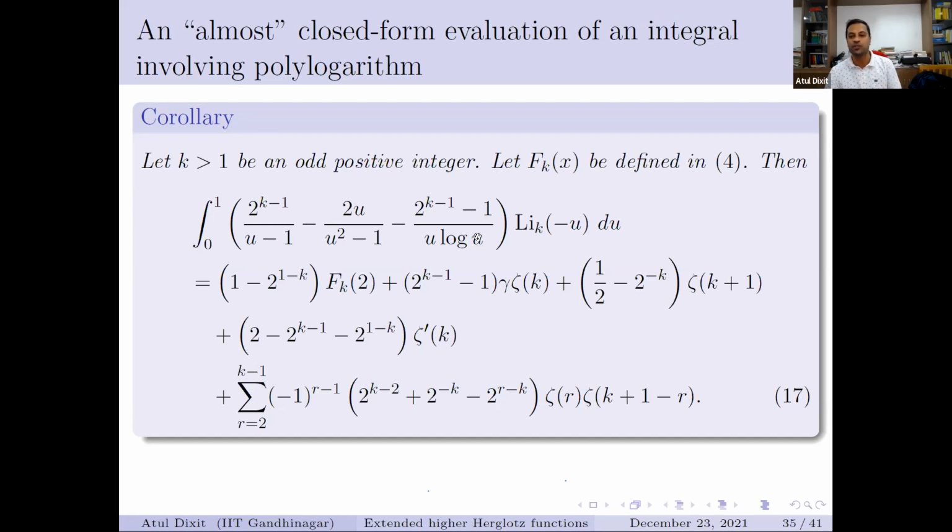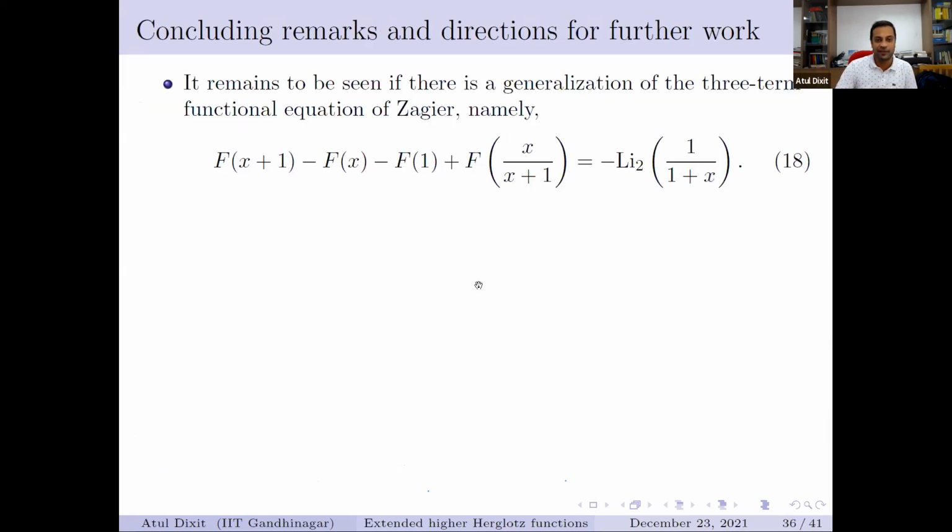Why do I say almost closed form and not a closed form itself? Because the only unknown thing of which we don't have an explicit closed form evaluation is this f sub k of 2, which is this series. Otherwise, all of it is in terms of the special values of zeta function. It's a nice result that one can get.